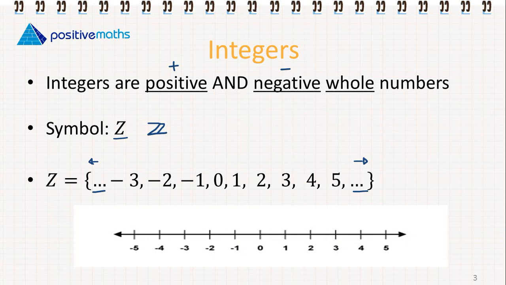So on our number line, again, like with the natural numbers, because they are whole numbers, we need to make sure that we're only putting the dot exactly where the number is. And again, our arrows at either end show us that it continues to infinity on both sides.